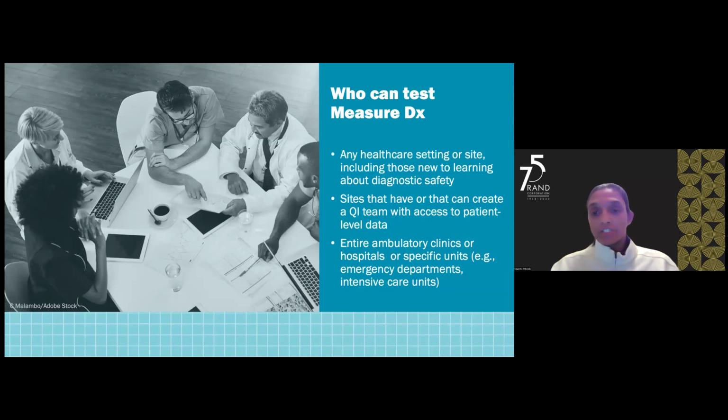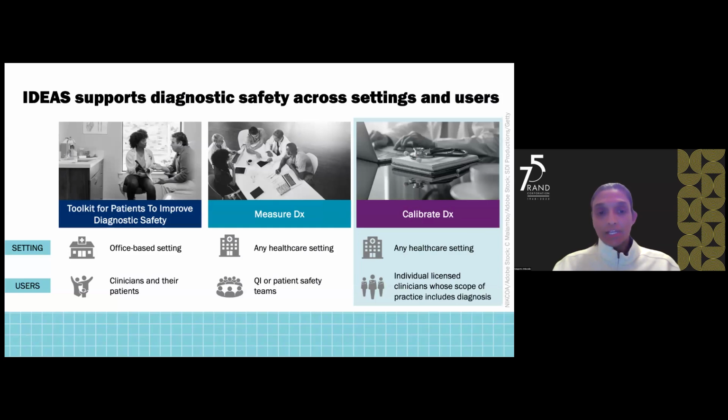It is ideally implemented by QI or risk management or patient safety teams that have access to patient-level data that can be used for measurement, tracking, and improvement purposes. So as I mentioned, prior informational webinars about each of these 2 tools are on the AHRQ website, and I will share our email address at the end of this talk. So today, let's turn to CalibrateDx. That's our focus for this informational webinar.